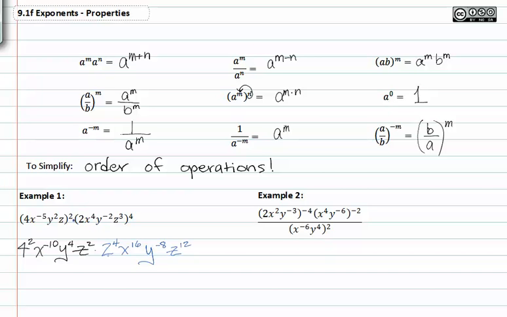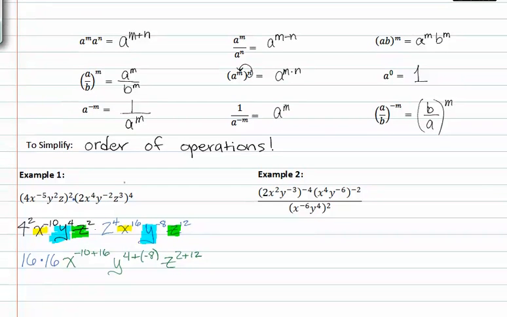At this point, we're going to simplify anything we can, and remember that numbers are multiplied together and the bases have to match for the exponents to be added. 4 to the second is 16, and 2 to the fourth is 16 again. Notice that this base and this base match, the y bases match as well, and so do the z bases. So we're going to go ahead and add those exponents together, and we're going to get x to the negative 10 plus 16, y to the 4th plus negative 8, z to the 2 plus 12.